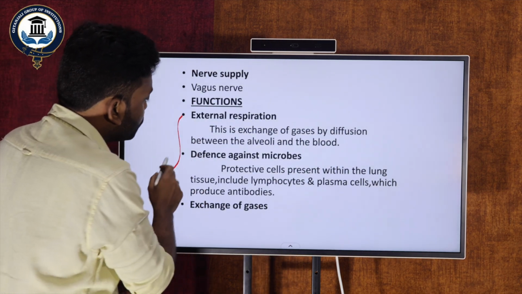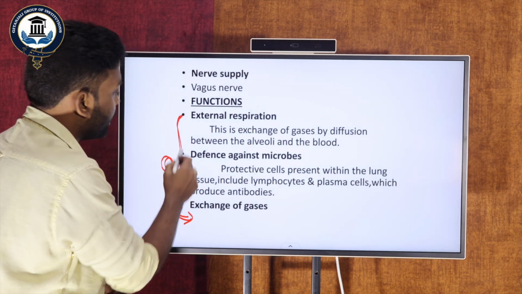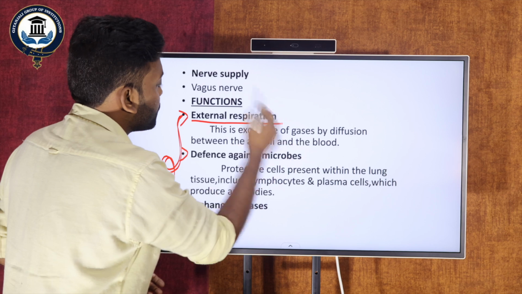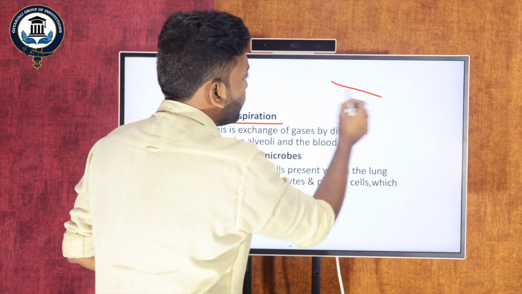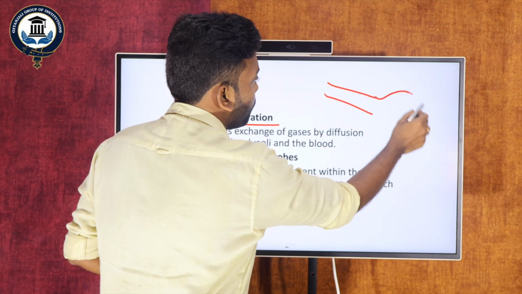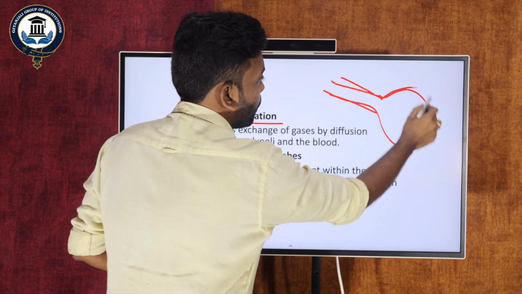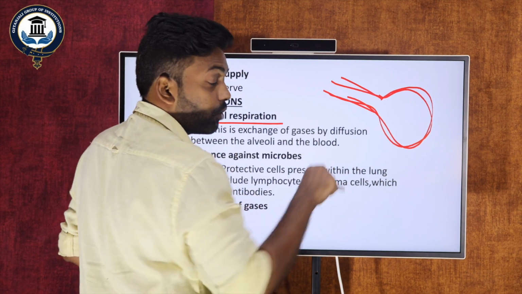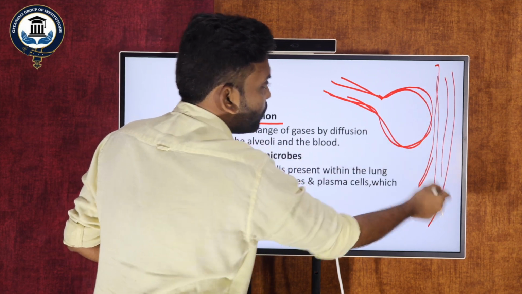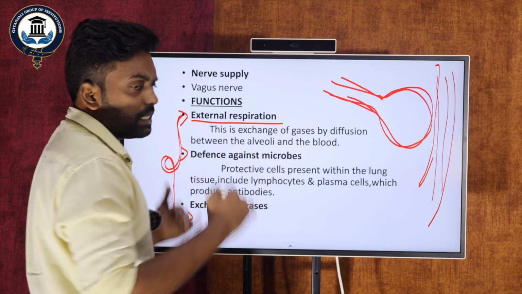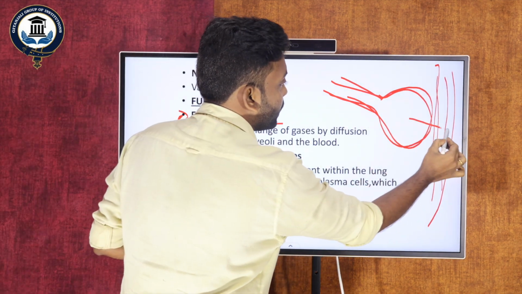And we can see a few more functions here. The main functions: external respiration. What is the meaning here? As you know, respiration occurs in the alveoli. Suppose you can see this diagram of the alveoli, the end part of the respiratory system, and here is the blood stream. Respiration is inspiration and expiration, and it is also the exchange of gases.